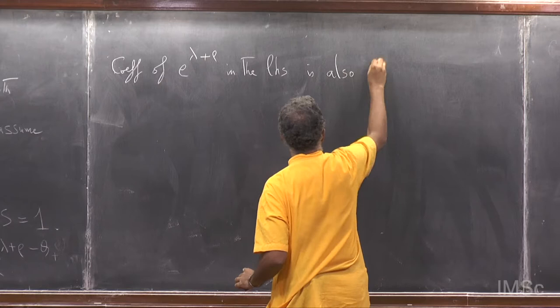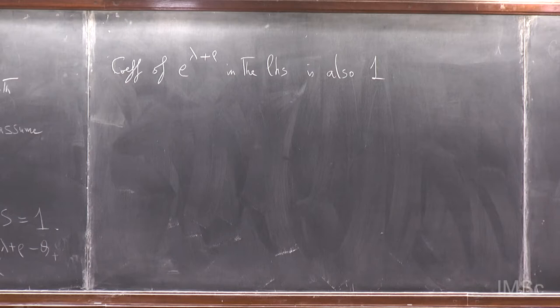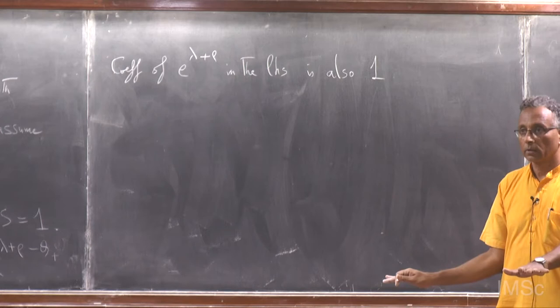So if I look at e to the mu, I repeat, we are reduced to checking only for e to the mu where mu is dominant. The only dominant thing on the right side is lambda plus rho, and for that, both sides check.